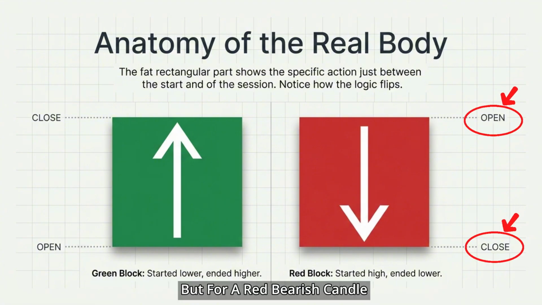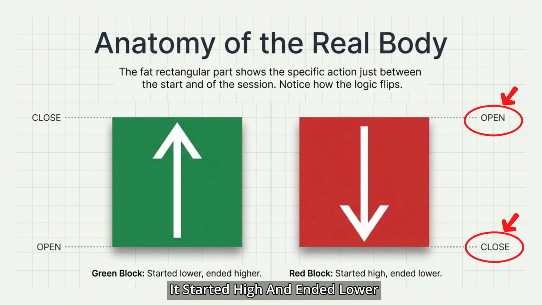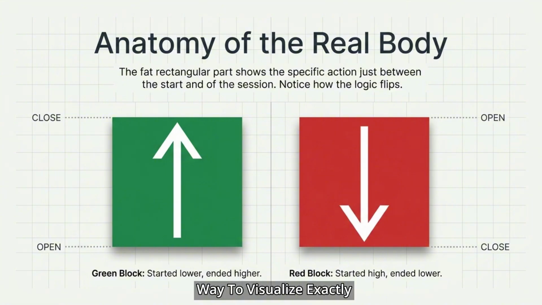But for a red bearish candle, it's completely reversed. Since the price decreased, it started high and ended lower. So the top of the body shows the open and the bottom shows the close. It's a brilliantly simple way to visualize exactly where a session began and ended.